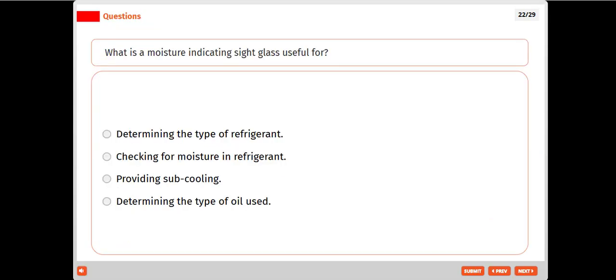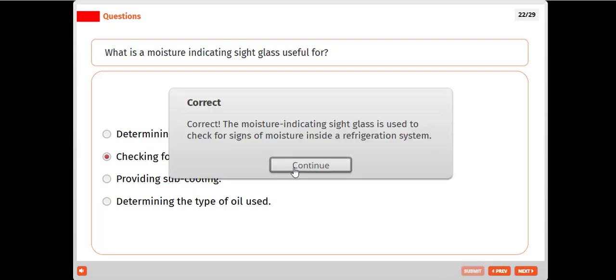What is the moisture indicating sight glass useful for? Determine the type of refrigerant, checking the moisture on refrigerant, providing a subcooling, determine the type of oil, checking the moisture indication.